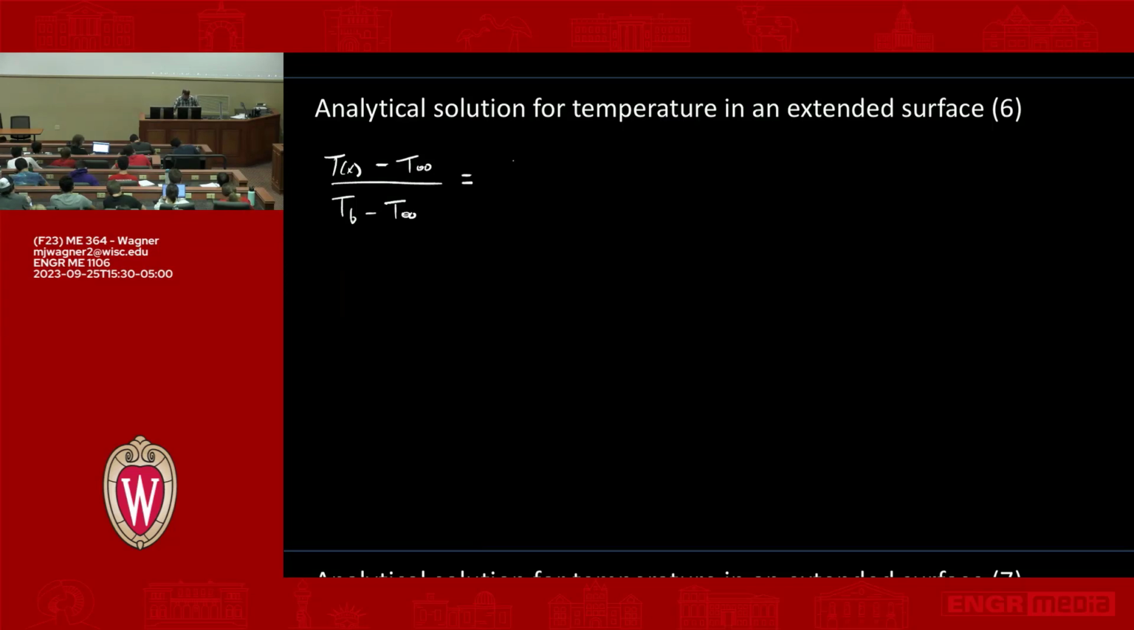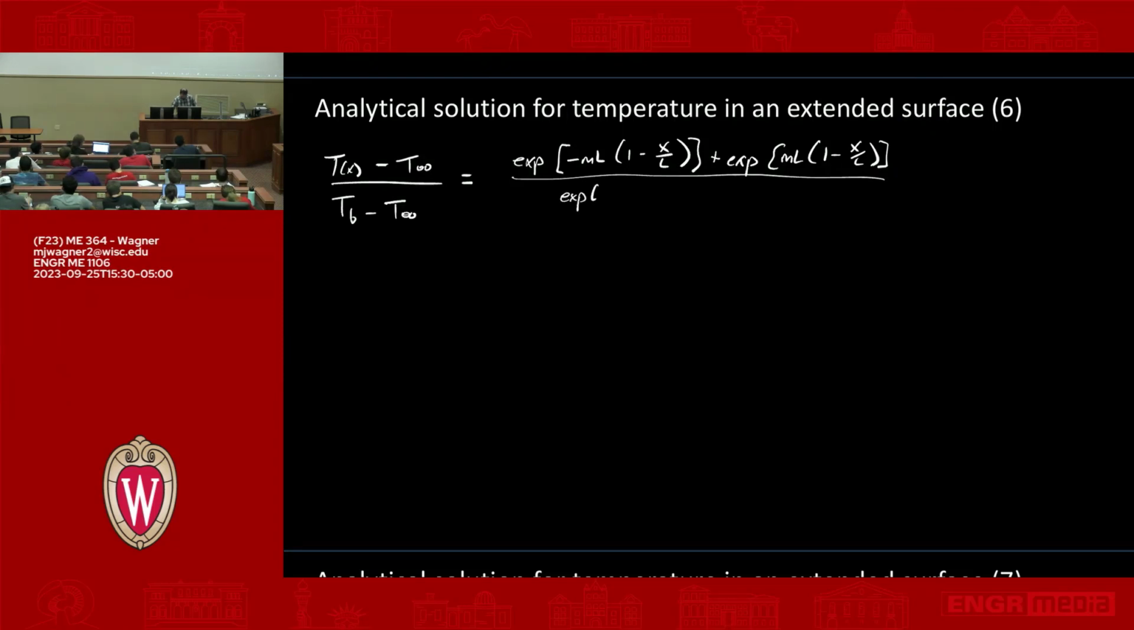In the numerator, we have exponential of minus ml times 1 minus x over L, plus exponential of ml times 1 minus x over L. And then that's all divided by exponential of ml plus exponential of minus ml.